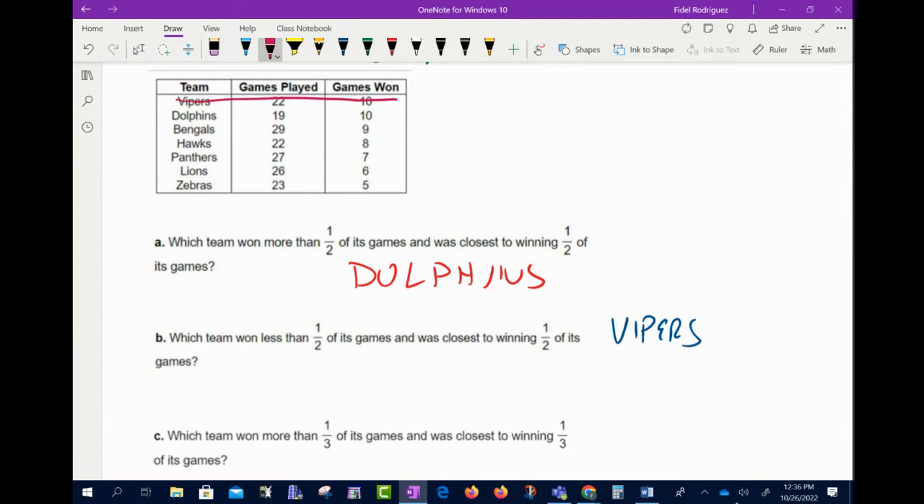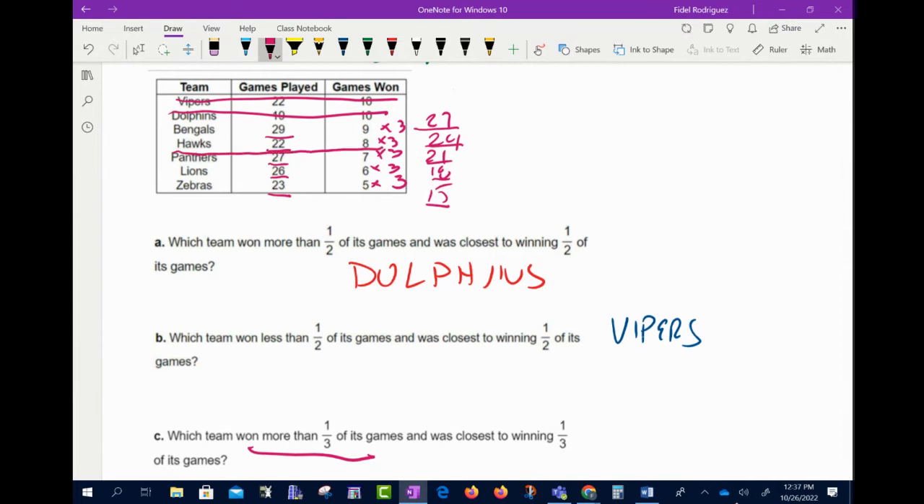Now, guys, we already did the Vipers, and we already did the Dolphins. So I know that those guys aren't going to be the third because we already found out that they were the halves, right? So let me multiply these numbers here by 3 and see which one is more than a third and closest to winning 1/3. So look, 9 times 3 is 27, 8 times 3 is 24, 7 times 3 is 21, that's 18, and that's 15. Okay, again, y'all, I'm going to do a little stare and compare. I'm looking for the number here that's slightly bigger than the one over here.